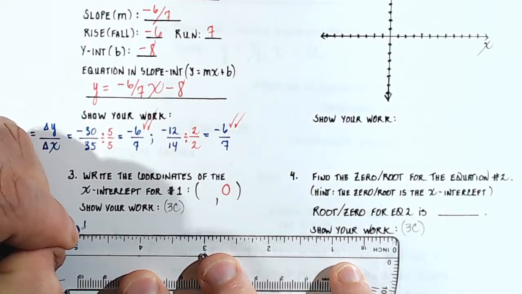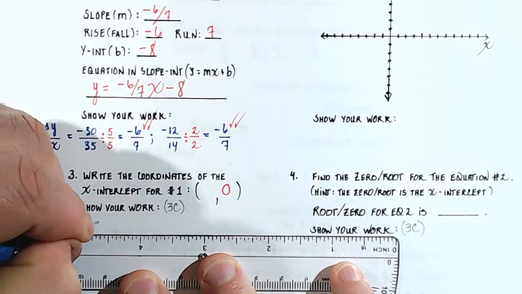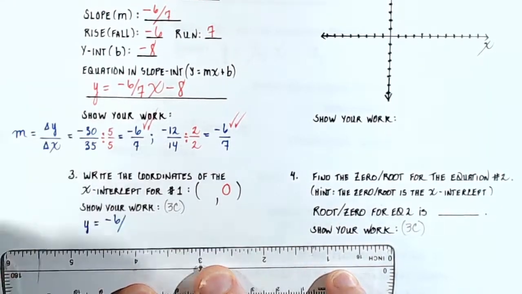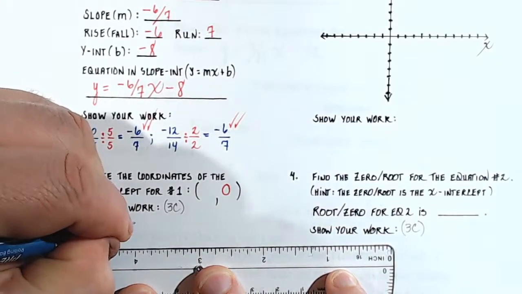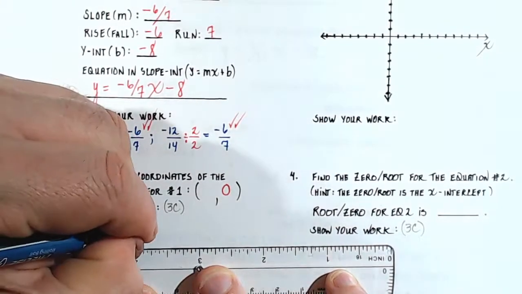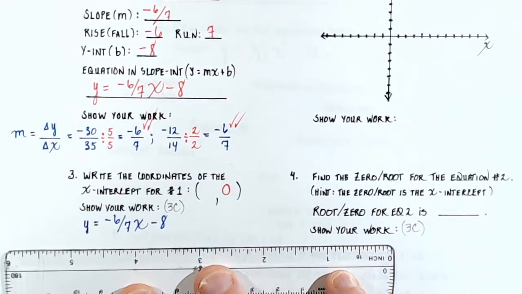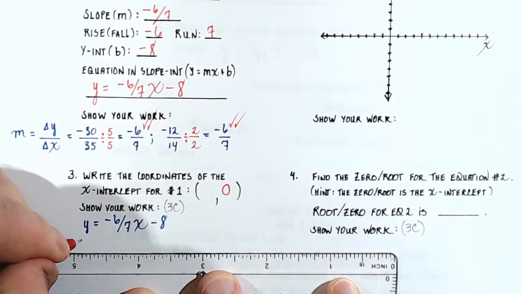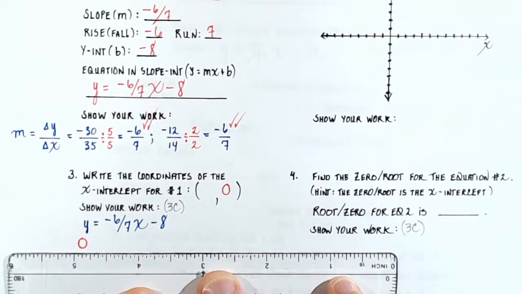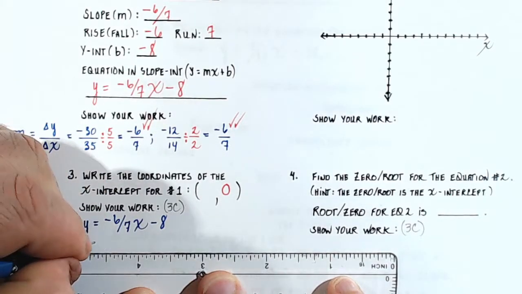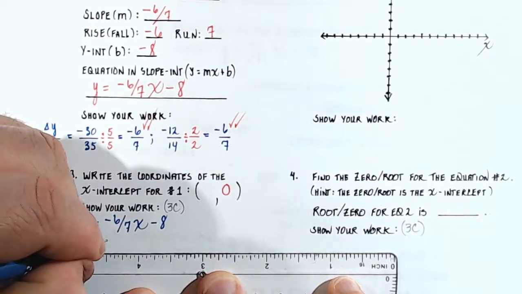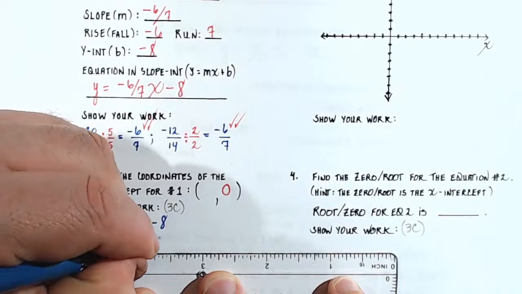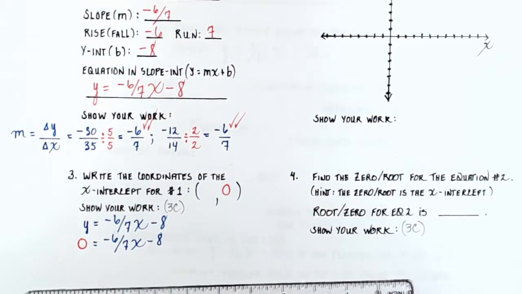The way we do this is rewrite the equation. Y equals negative 6 over 7x minus 8. And what you want to do is set y equal to 0. Just put a 0 where you see the y, and then rewrite the rest of the equation. 0 equals negative 6 over 7x minus 8. And now we'll just solve for x.